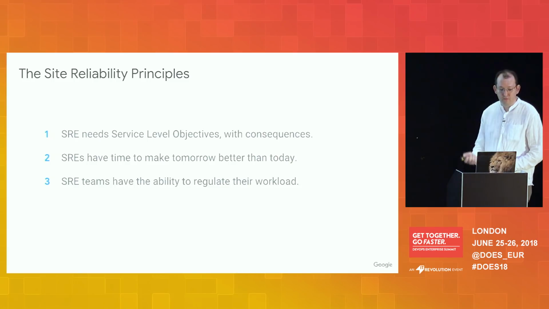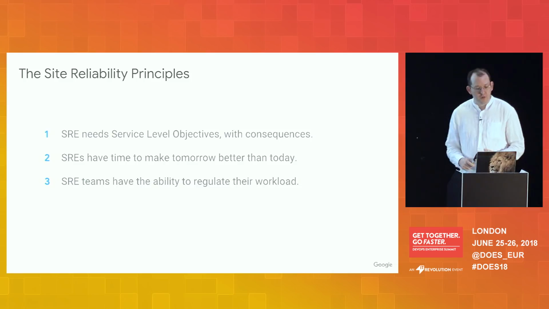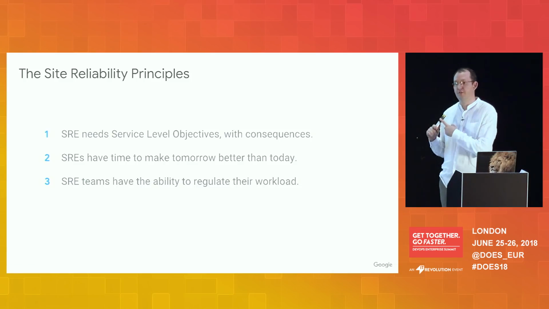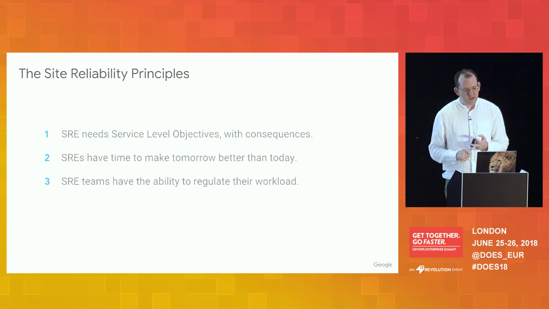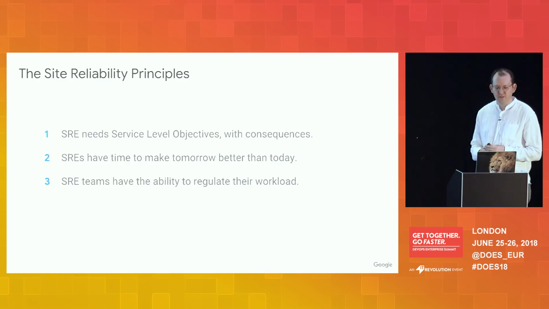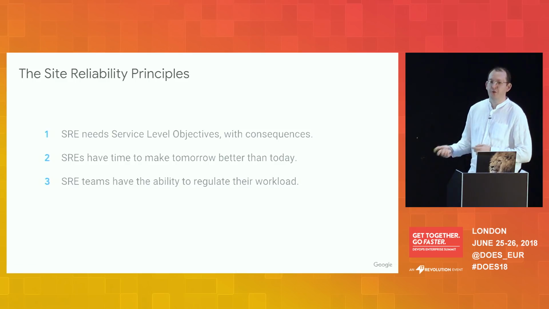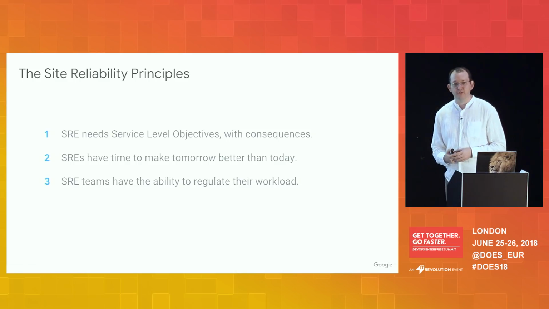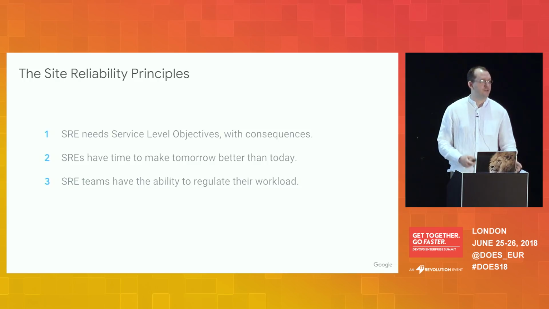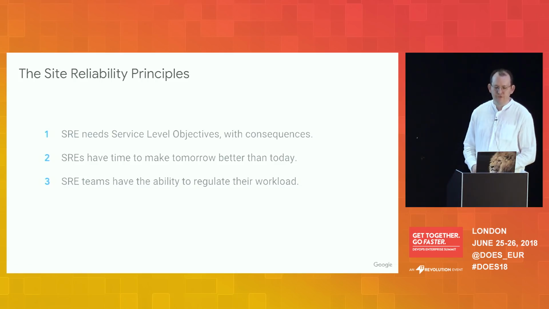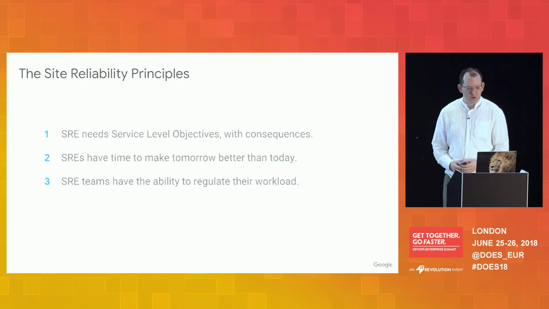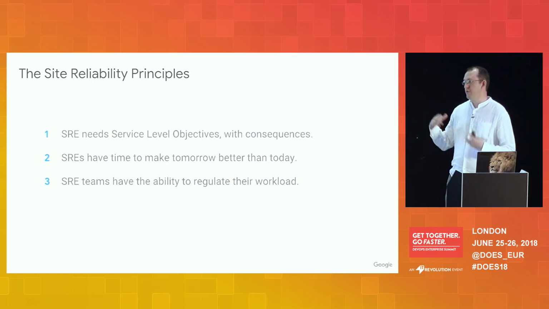So in summary, these are our principles, which I'll restate for you. Site reliability engineering needs service level objectives with consequences, and you can do this in any organization. Site reliability engineers have time to make tomorrow better than today, and even your very first SRE needs to be able to do this. They need to be able to both run your systems and make them better. And site reliability engineering teams must have the ability to regulate their workload so that your teams can flourish and grow.